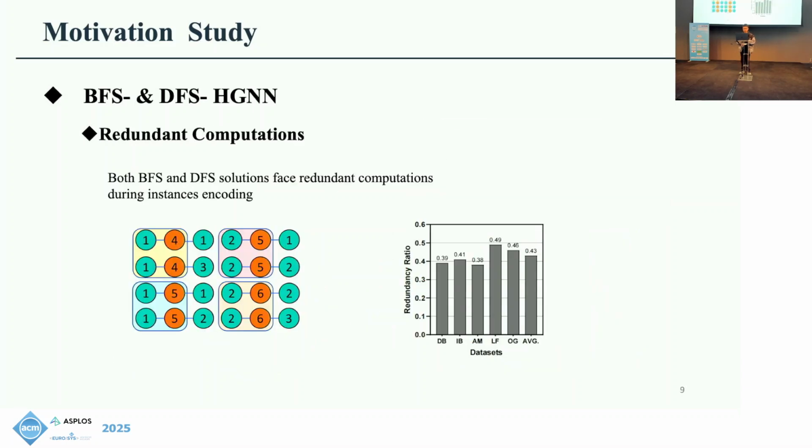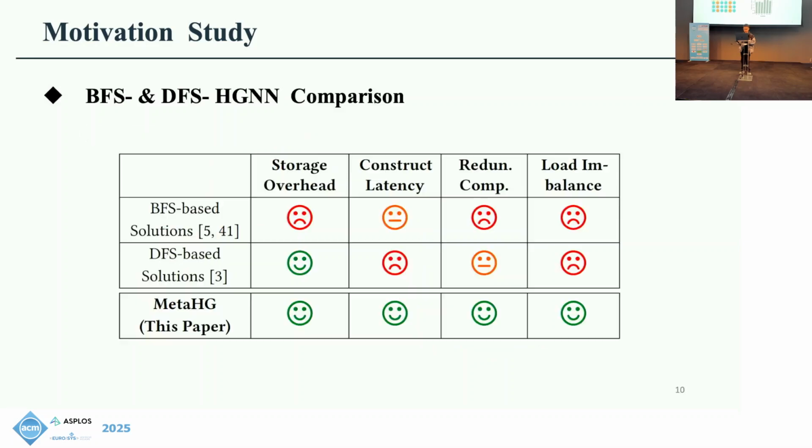The last is the redundant computations. BFS solutions perform redundant computations due to the common subpaths among metapath instances. For example, the 1-4 in metapath instance 141 and 143 is computed twice. The right figure illustrates these redundant computations constitute up to 42% of the instance encoding. Here is a summary of BFS and DFS solutions in these 4 aspects.